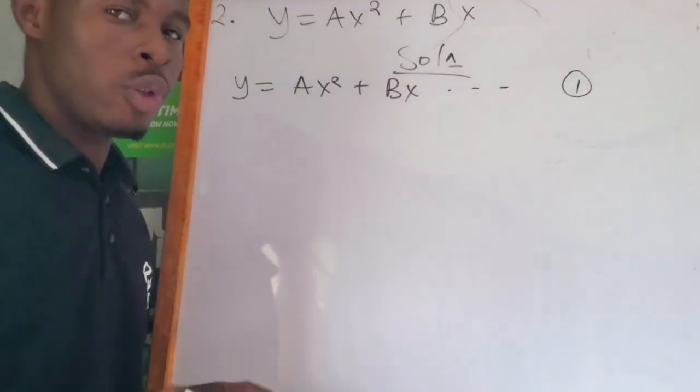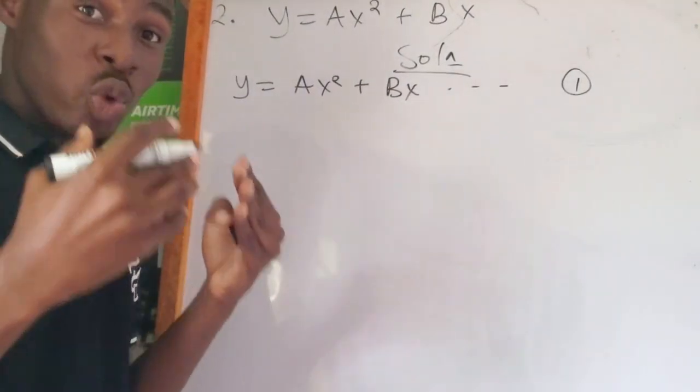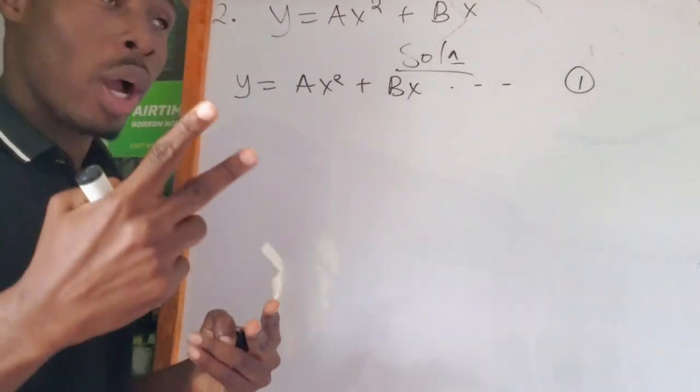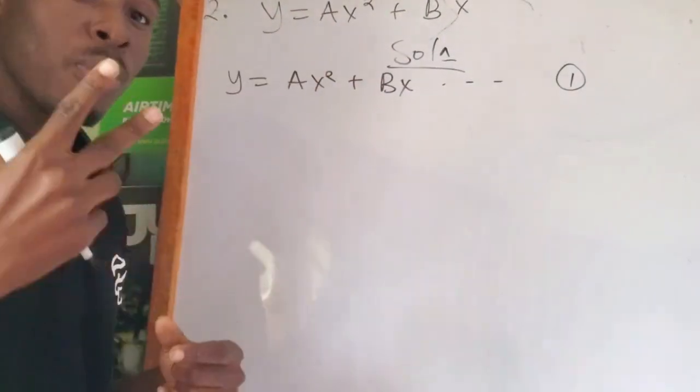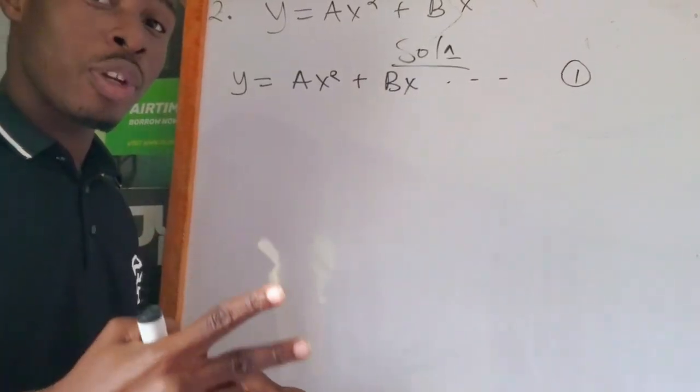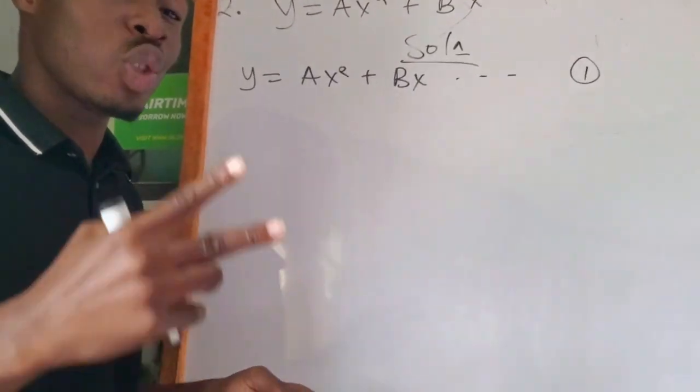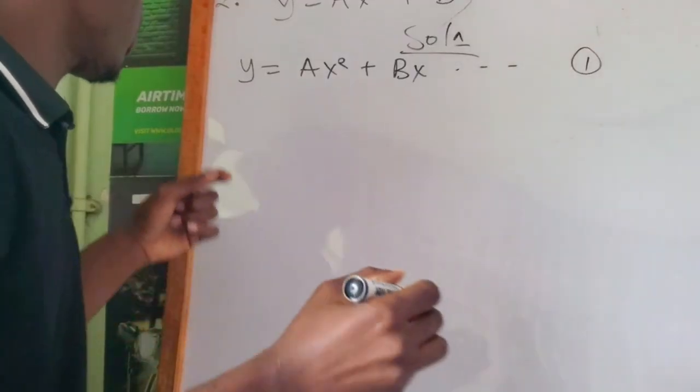Now, how many derivatives do we need to take here? We need to take 2 derivatives. We need to differentiate twice, because why? We have 2 arbitrary constants in this equation, so we must differentiate twice. You cannot differentiate more than twice, and you cannot differentiate once. Okay, let us differentiate.